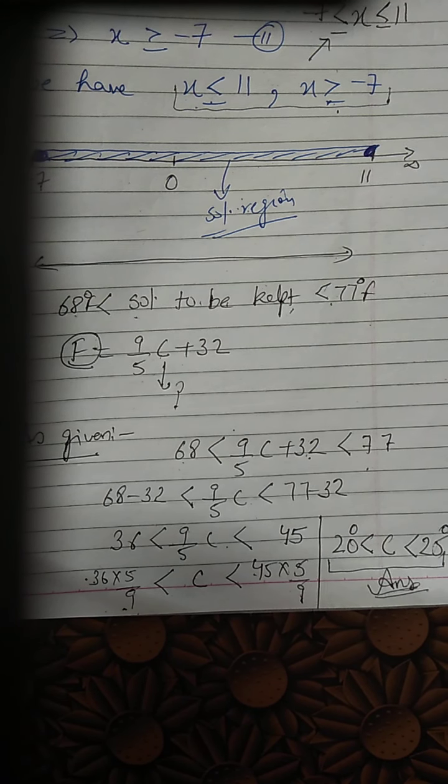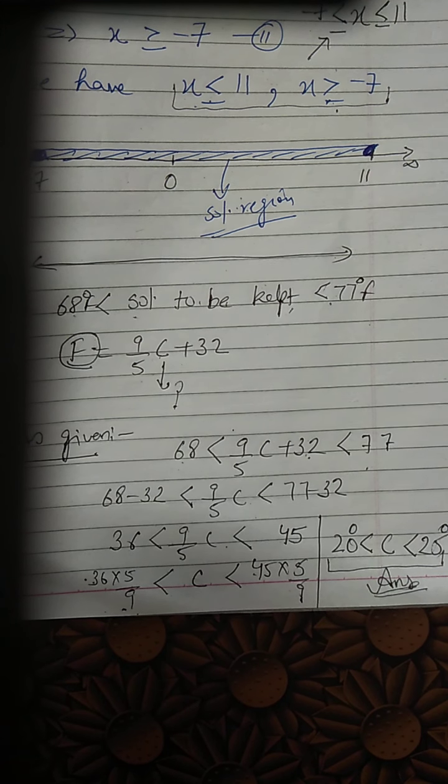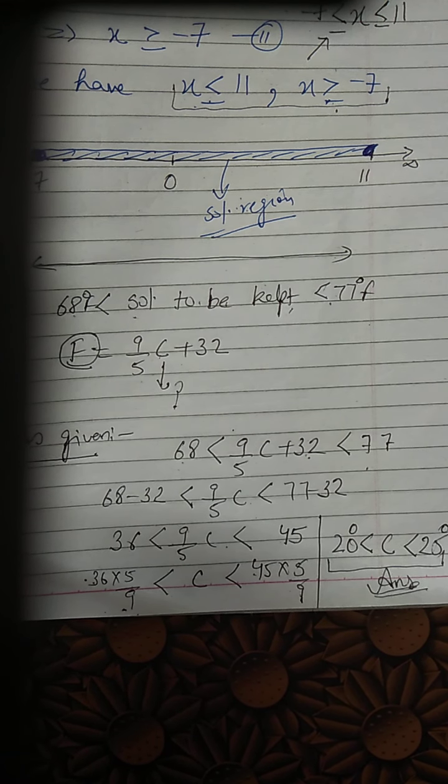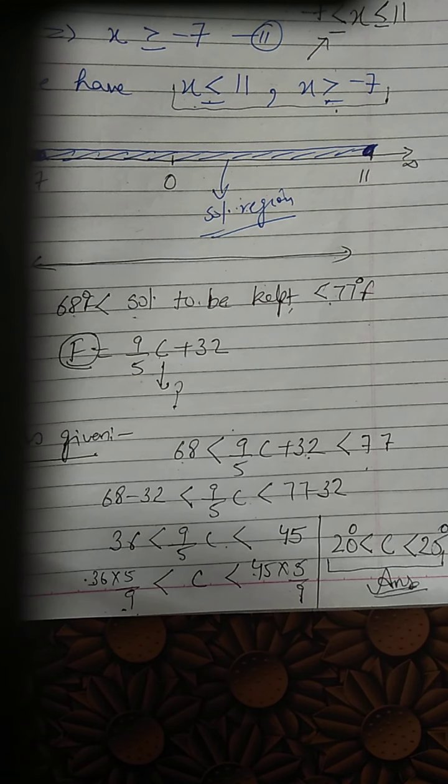I hope it is clear. The same example is also there for you in the miscellaneous exercise. I think it is example number 19. There the opposite thing is given: the range is given for degrees Celsius and you are finding for Fahrenheit, right? So that example is also important. You can do that as well.